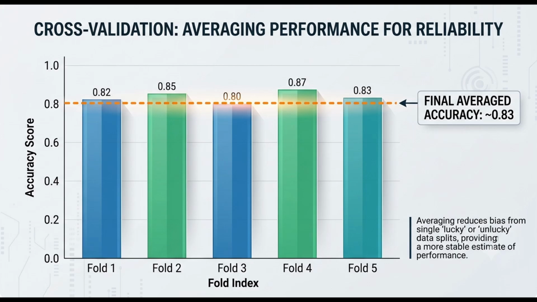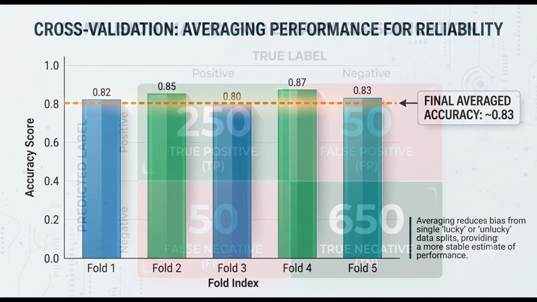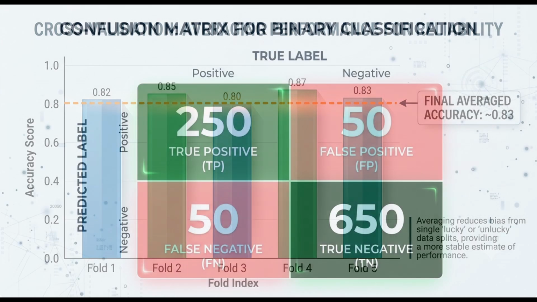Why bother? Because relying on just one lucky or unlucky split of your data can give you a misleading picture of how good your model really is. Averaging across multiple folds gives you a much more trustworthy, stable estimate of performance.